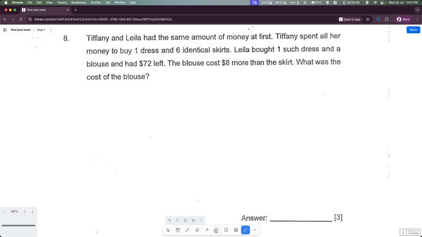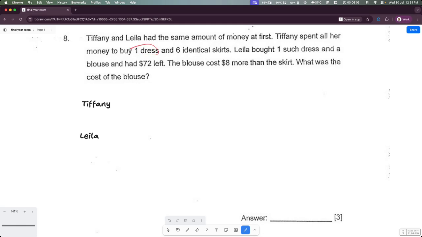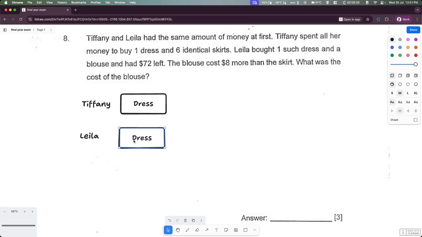Okay, so let's draw some models. So we have Tiffany, and then we also have Leila over here. So we know that both of these two girls, I assume, or guys, yeah, no judgment, they both bought the same dress. Okay, so what we're going to do is just put it here to say that this is a dress. In this case over here, right? So Tiffany bought a dress. Leila also bought a dress.